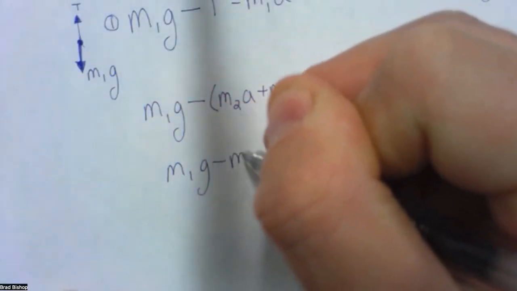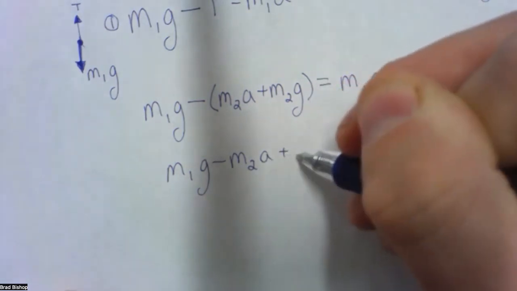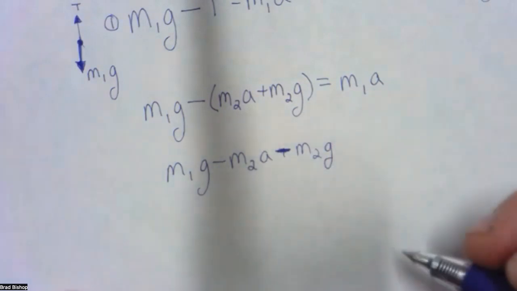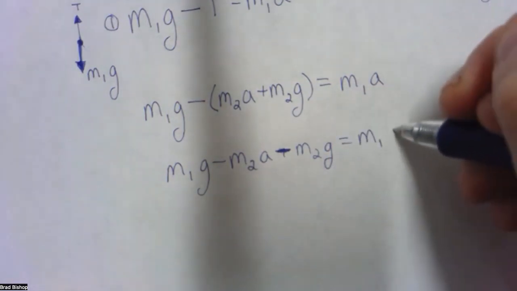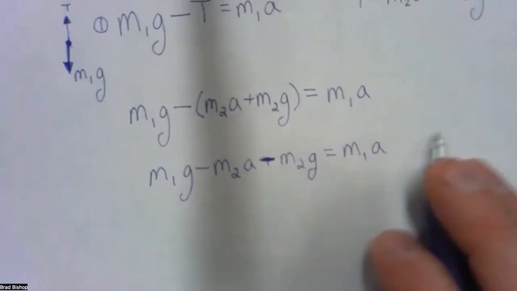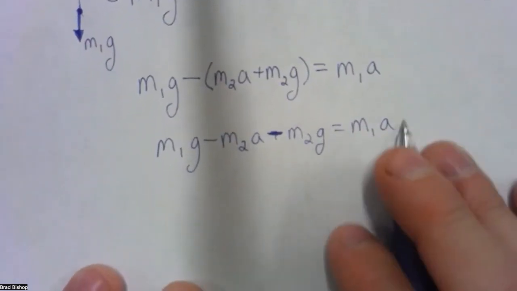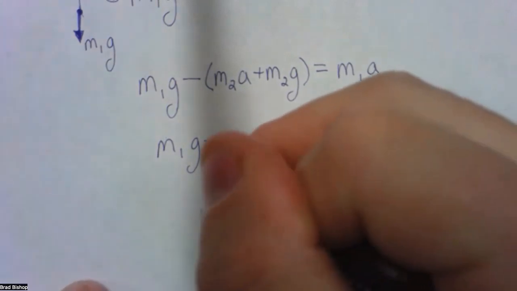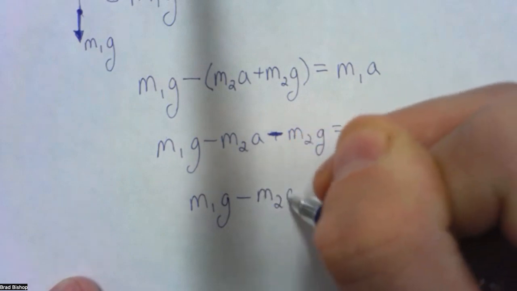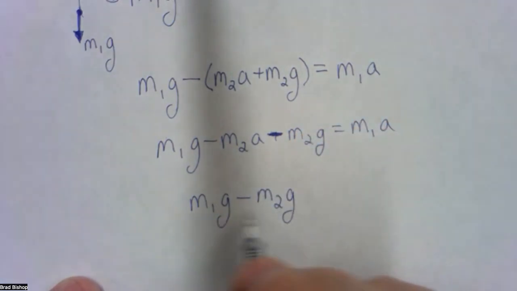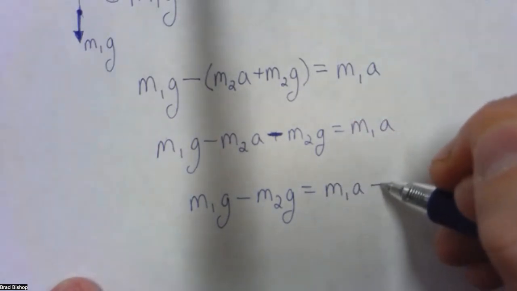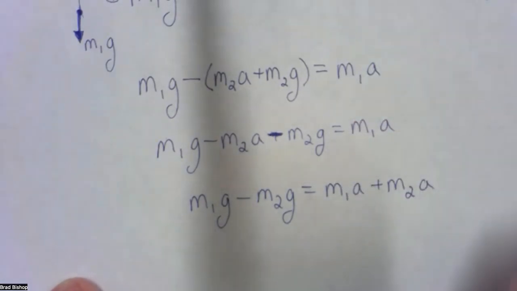M1G minus M2A minus M2G, the negative distributes out, right? Equals M1A. I'm going to add M2A to the other side. I'm solving for acceleration here, which is usually what we're trying to find in these problems. And I get M1G minus M2G. So the difference in their weights equals M1A plus M2A.